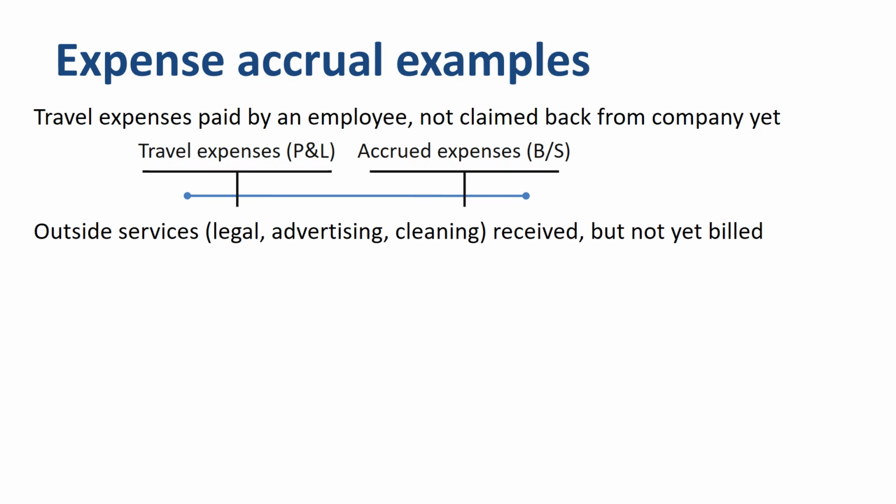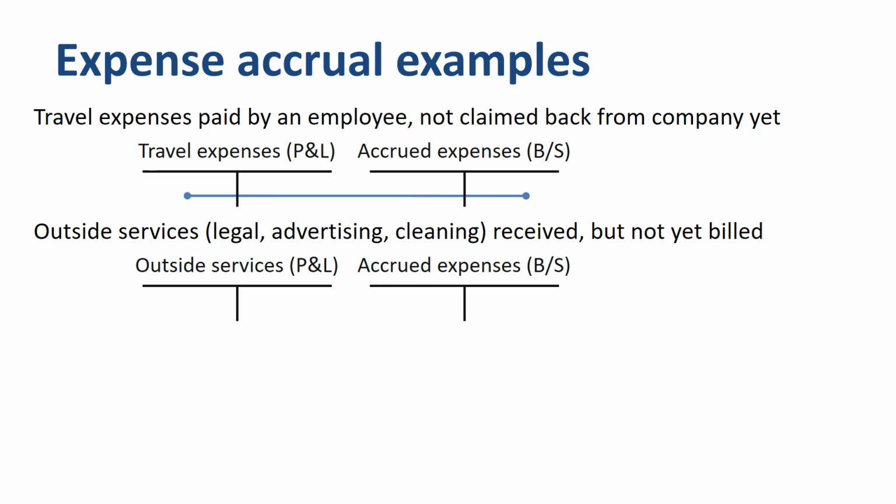Outside services, such as legal services, advertising or cleaning, that have been received during the current period, but not yet billed to the company by the end of the period. An accrual can be made to correctly state the cost for the period by debiting outside service expenses in the profit and loss statement or income statement and crediting accrued expenses on the liability side of the balance sheet. When the invoice does come in during the next period, the accrual amount can be reclassed to accounts payable.